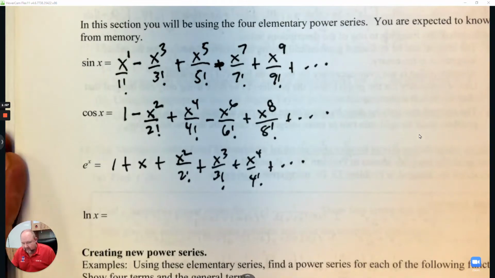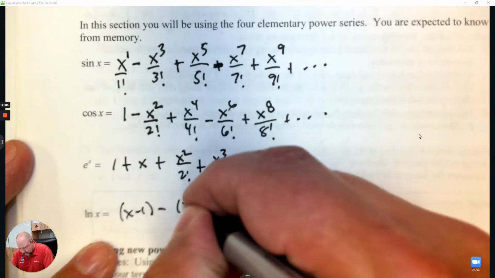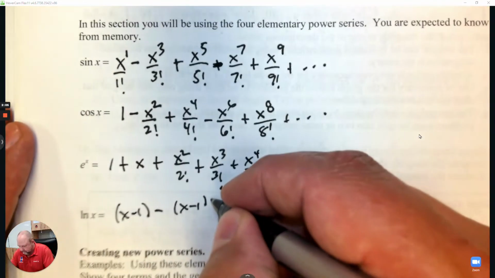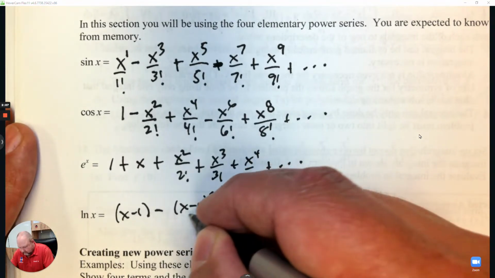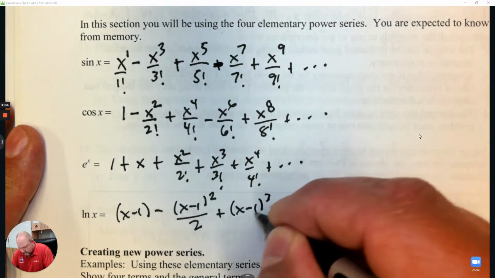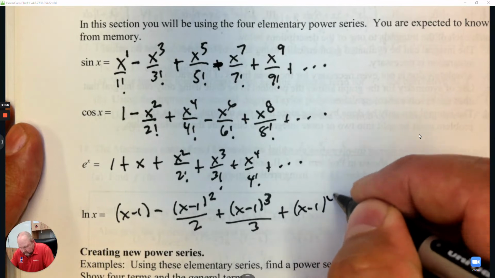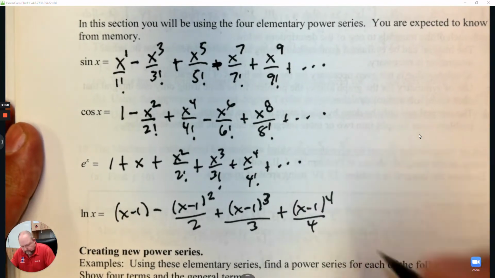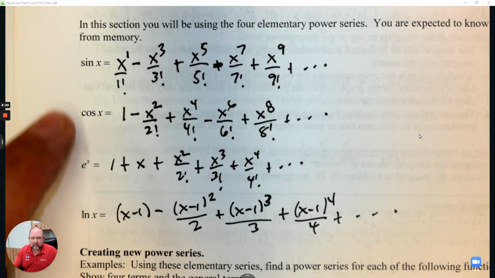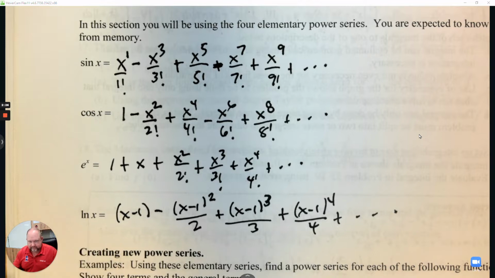And then ln x is x minus 1. These are similar, right? They're connected, they're inverses. So these 4 you must have memorized. So however you want to think about memorizing these series, that's what we need to do.